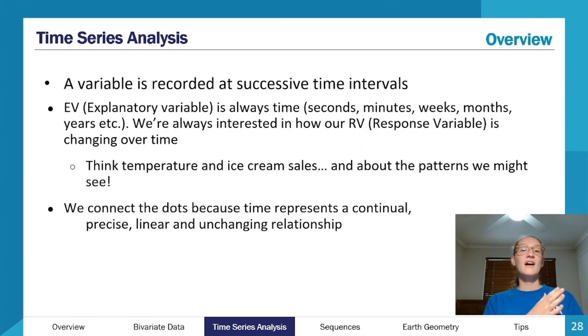So again, a time series plot is a representation of time series data, which is just when a variable is recorded at successive time intervals. So we're always interested in how our response variable is changing over time. So for example, think about temperature. We could map how temperature changes throughout the year, or we could map how ice cream sales change throughout a week, or throughout a day, or throughout a year. And then think about the patterns that we might see because of that.